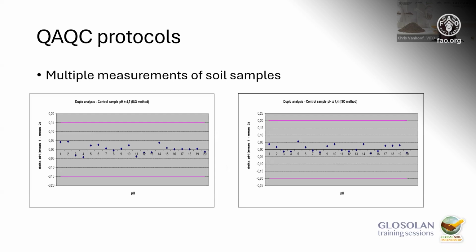This is an example of multiple measurements of soil samples that we did, as we have to analyze a lot of soil samples. Here we selected a soil sample with a pH value of 4.7, and here a soil sample with a pH of 7.4. We took those samples along during the whole batch over time. You can see that for both soil samples we get pH results within an absolute deviation of plus or minus 0.05. So you can measure your soil sample very accurately as long as your pH electrode is working properly.